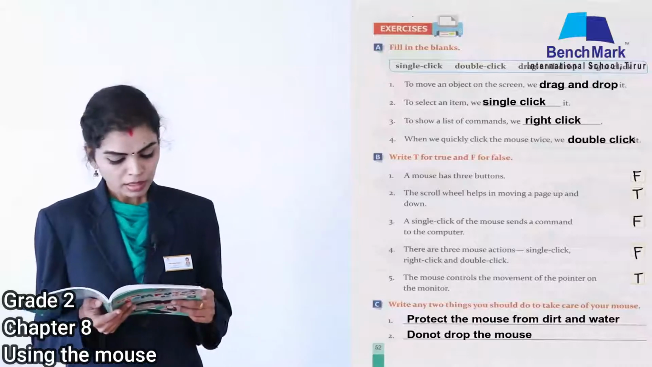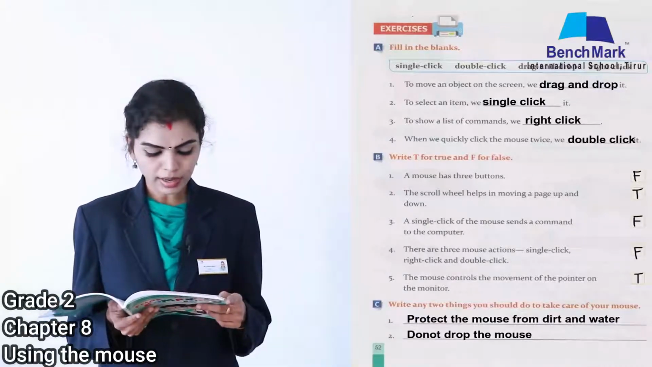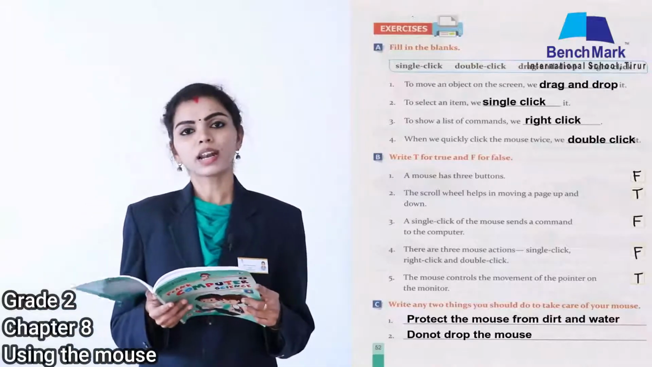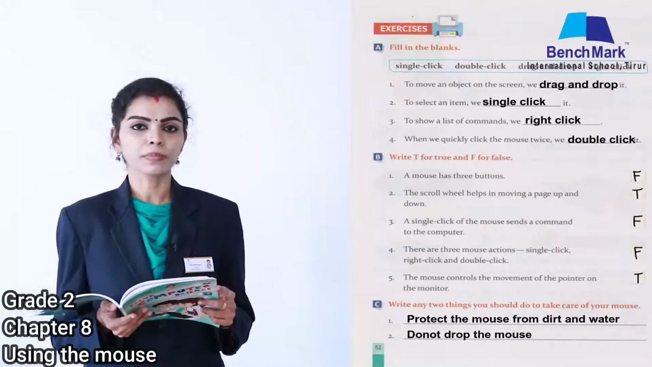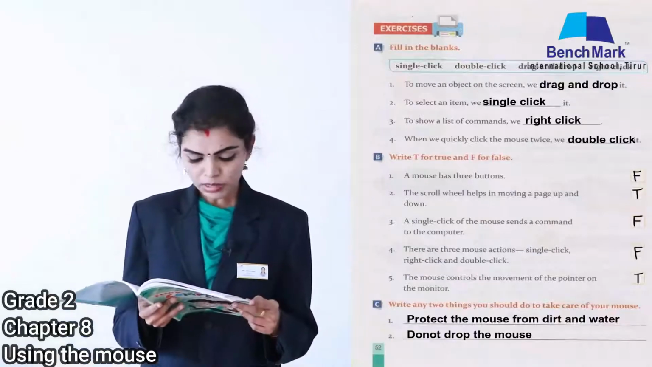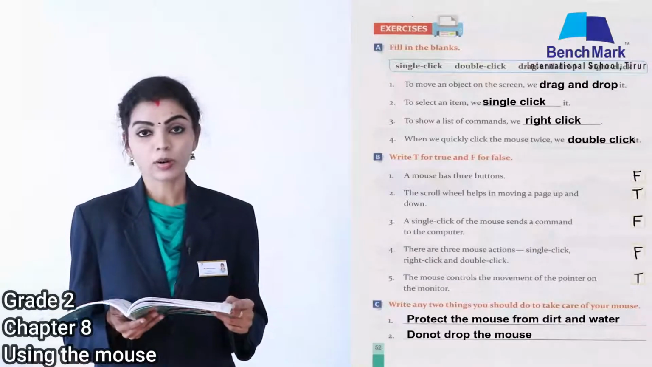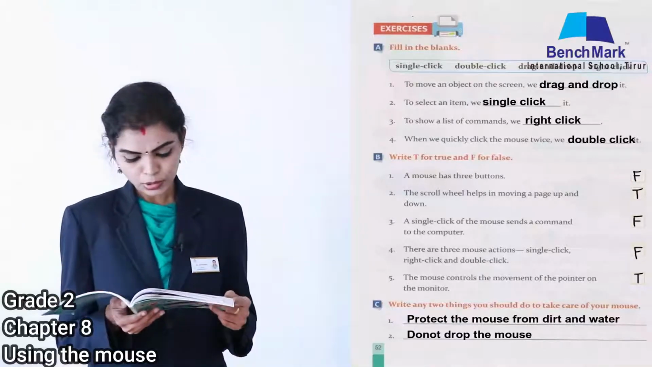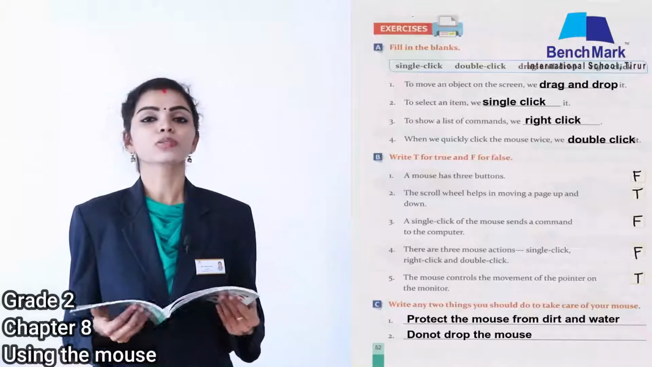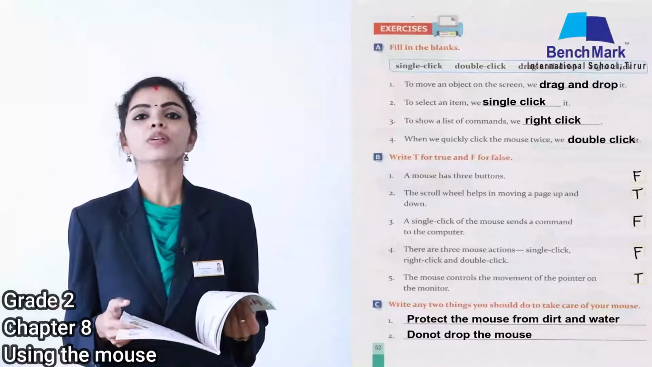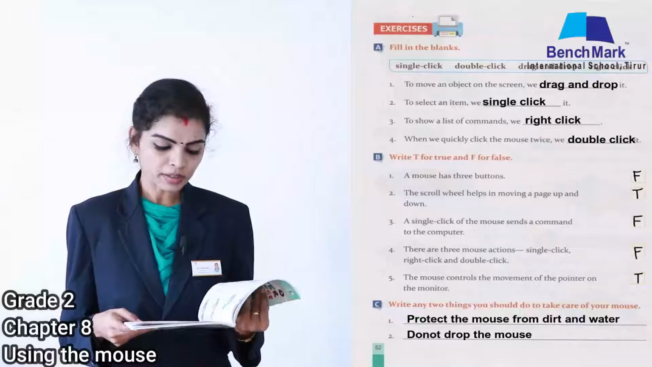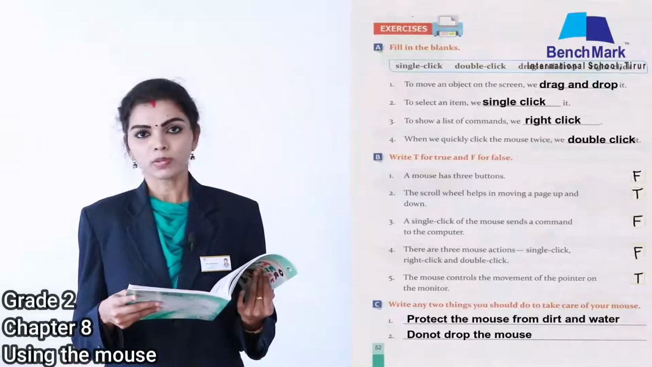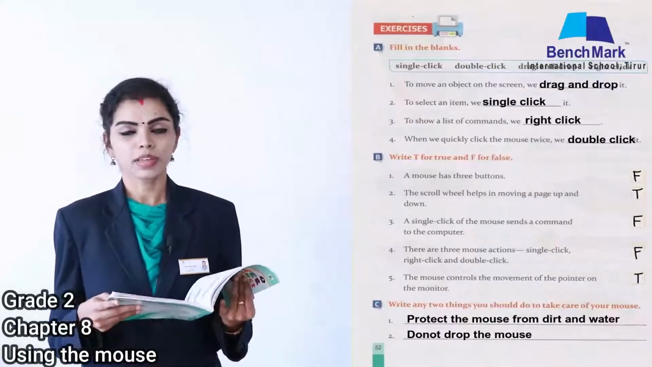There are 3 mouse actions: single click, right click, double click. Actually there are 4 mouse actions: single click, right click, double click, drag and drop. So that is false. The mouse controls the movement of the pointer on the monitor. That is true. Write any 2 things you should do to take care of your mouse. The 2 things you need to do are protect the mouse from dirt and water, and don't drop the mouse. Any 2 points you can write.